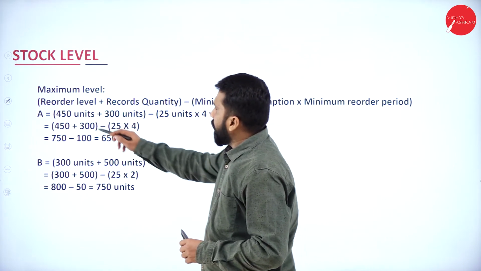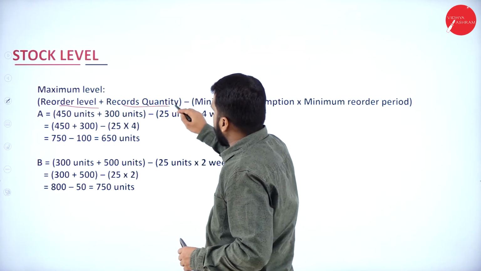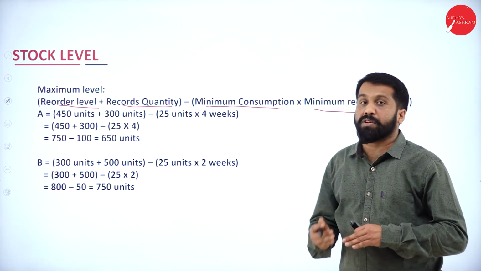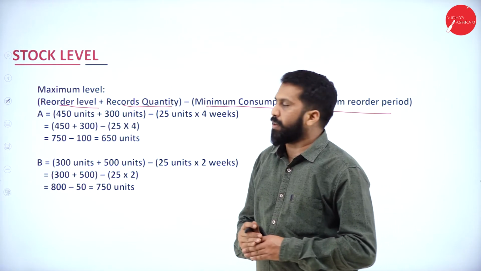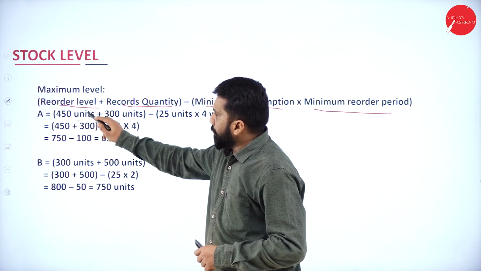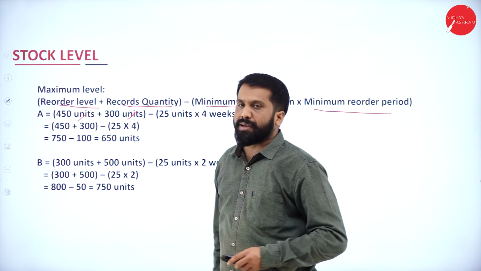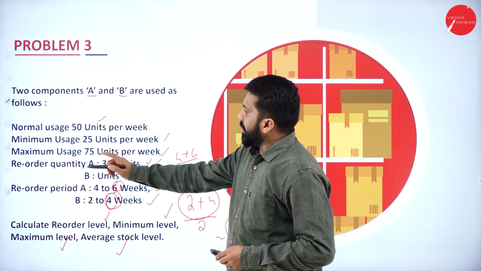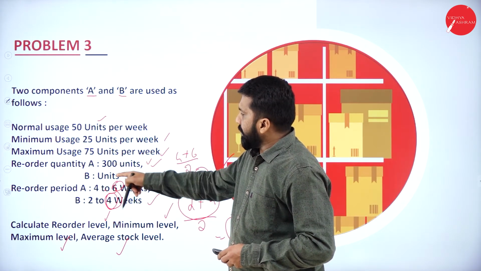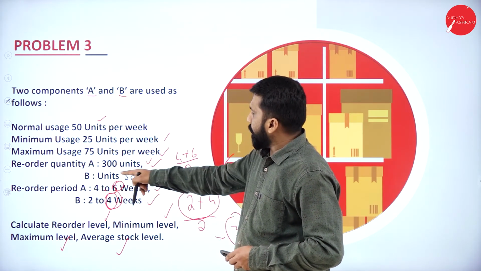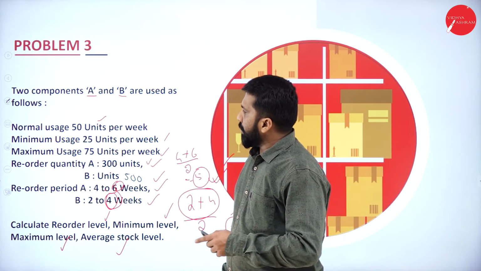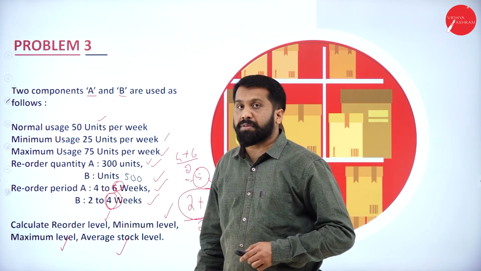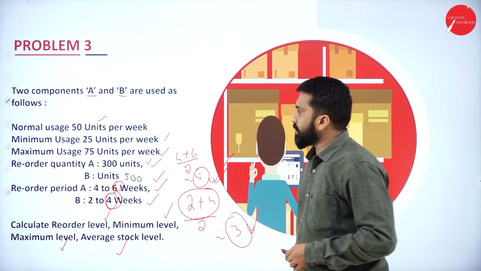Now, maximum stock level. Under this, reorder level plus reorder quantity minus minimum consumption, minimum reorder period. First we'll do it for A, then we'll go for B. Now, reorder level 450, reorder quantity 300. Where do you get all this? Reorder quantity for A, it is 300. Reorder quantity for B, it is 500. Reorder period is how much? 4 is the minimum, 2 is the minimum, maximum is 6, maximum is 4.